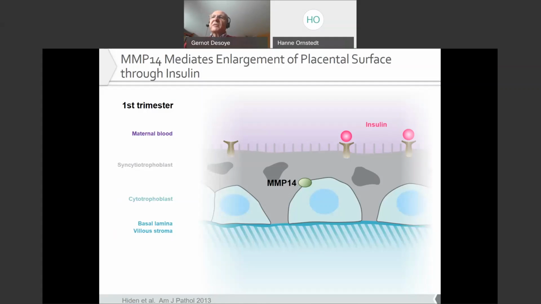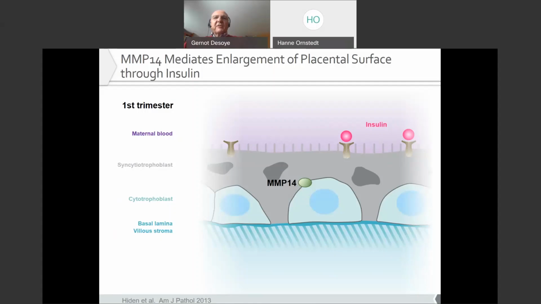And in the first trimester, there is a more or less continuous layer of the cytotrophoblasts, which serve as the sort of stem cell for the syncytial trophoblast. So the cytotrophoblasts proliferate, and once they have exited the cell cycle, they can then fuse with a syncytial trophoblast and thereby enlarge the syncytial trophoblast.